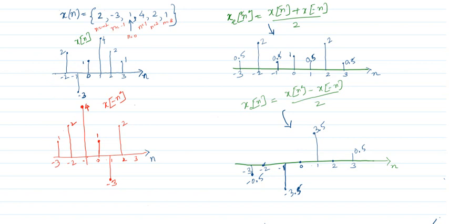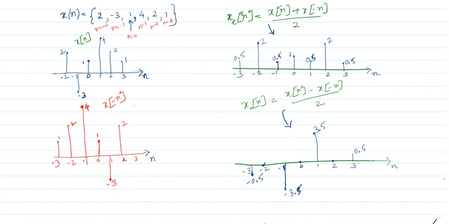We are just time folding, bringing the positive time values to the negative time and the negative time values to the positive time. Now we have to do point by point addition. x of 0 and x of minus 0, we add and divide by 2. Similarly, x of 1 and x of minus 1, add and divide by 2.